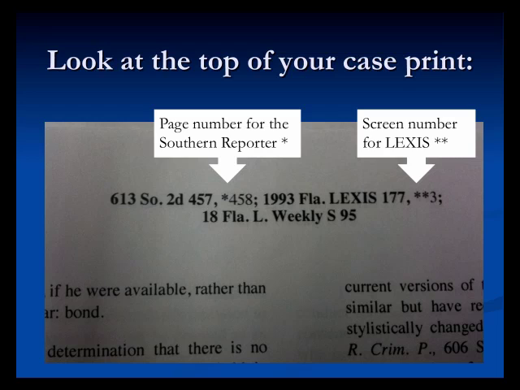Every time you see a star followed by a number, closed in brackets, that's a new page in the Southern Reporter. Every time you see the double star number in brackets, that's a screen in Lexis. Let's take a look at an example from the text of the opinion to see how these star pages show up.